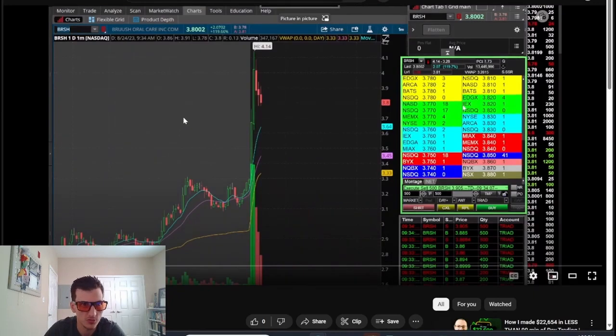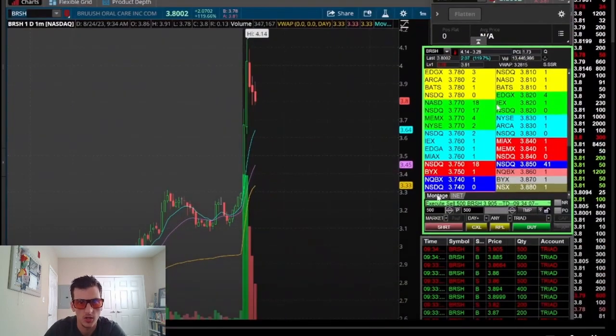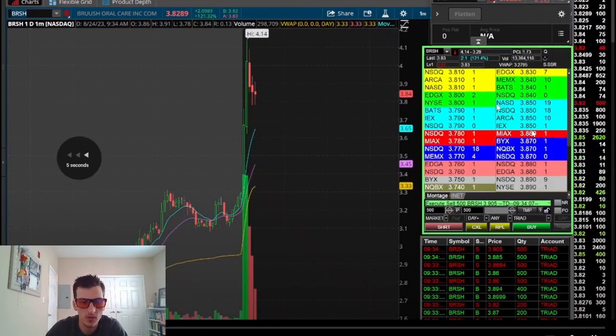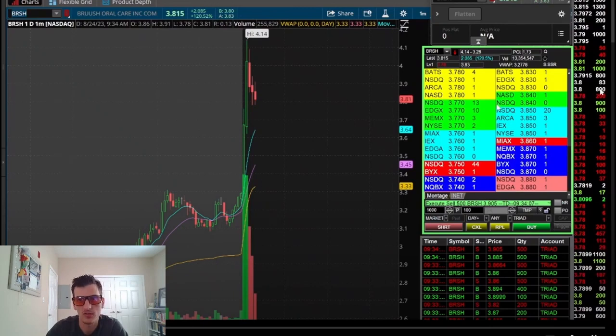So next, let's go to BRSH, and here's my DAS Trader level two. You're going to be able to really tell the difference just in the tape and the level two. The refresh rate is just super fast. It's so fluid. I just feel like I have a better pulse in the market, and I'm better able to manage my risk, better able to scale out of winners, and be a little bit more confident in what I'm seeing on the level two and tape.